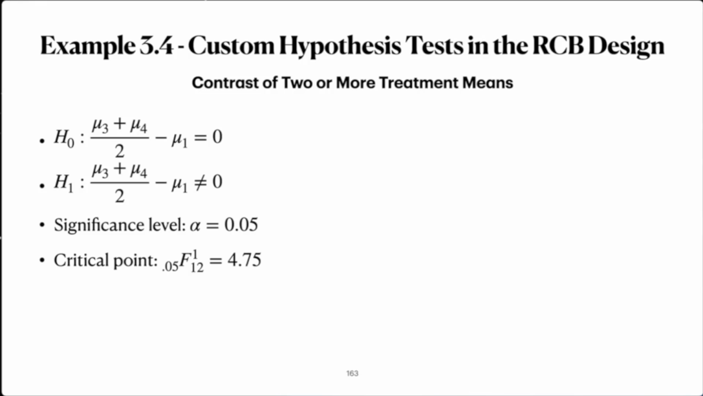Now, obviously, that's equivalent to the null hypothesis that says that the arithmetic average of the means of treatments 3 and 4 is equal to the mean of treatment 1, and the alternative would therefore be that those are not equal. Expressed in terms of a difference, it would be that mu sub 3 plus mu sub 4 all over 2 minus mu sub 1 is not equal to 0. We'll use a 0.05 level of significance again. The critical point for this test will therefore be the upper fifth percentage point of the F distribution with 1 numerator and 12 denominator degrees of freedom, which again is 4.75.